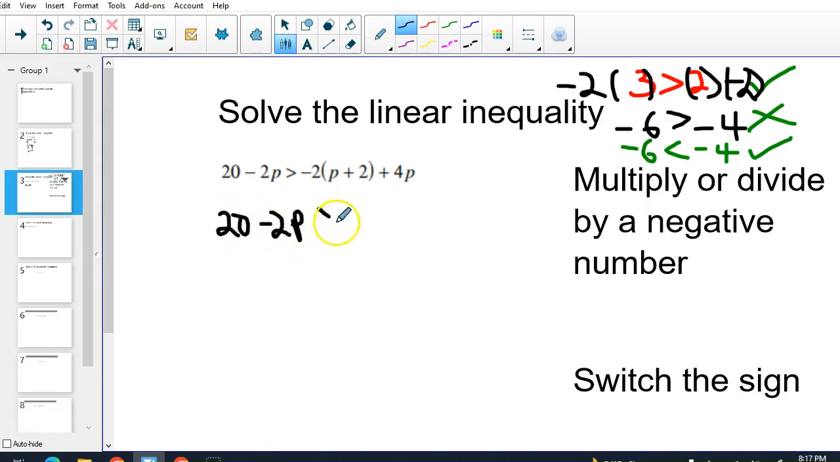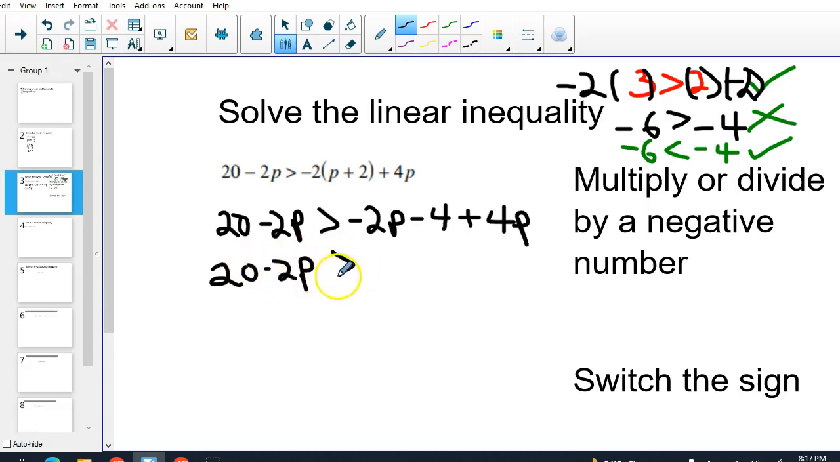So let's start by distributing my negative here. -2 times p will give me -2p. -2 times 2 will give us -4. And we still have plus 4p. Let's combine all of our like terms. So I have 20 minus 2p is greater than -2p plus 4p, which gives me a positive 2p, minus 4.